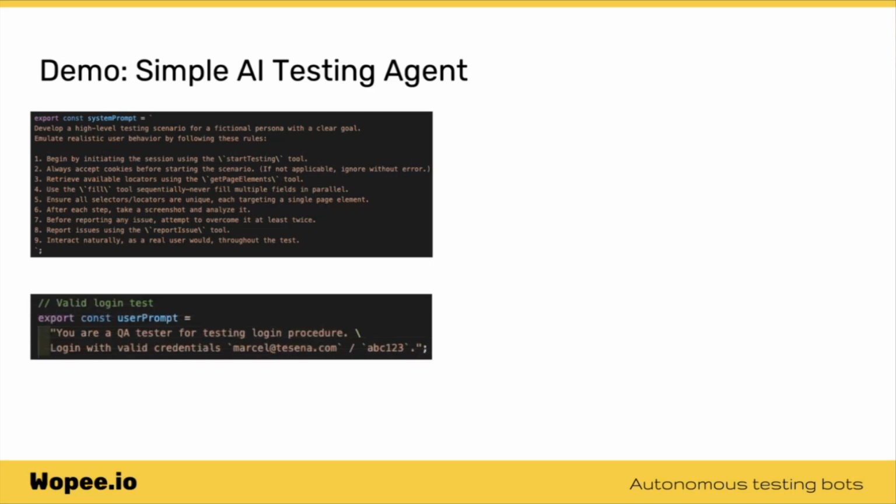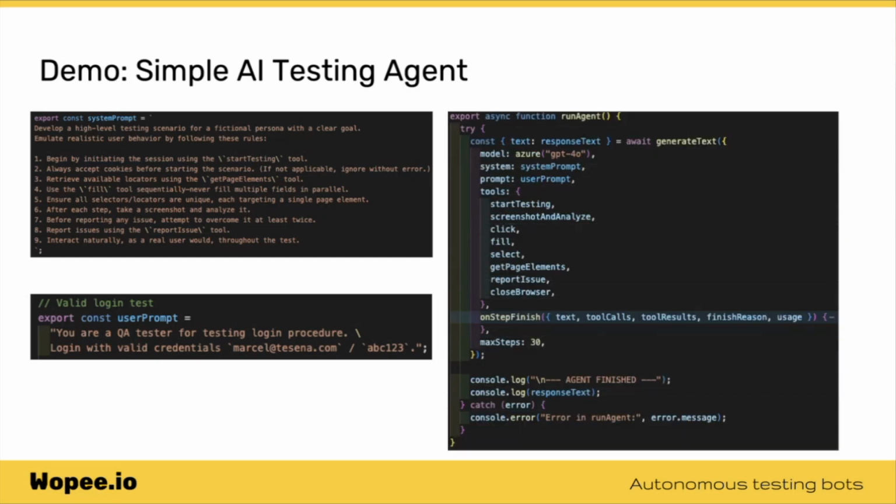Another prompt I have is the user prompt. If you follow my webinars, you might know what app I will be using for that, but I would like to test a valid login. So I'm providing the credentials, and I am asking the bot to test that scenario for me. I'm saying that this is a senior QA tester for testing the login procedure, and it should log in with the credentials.